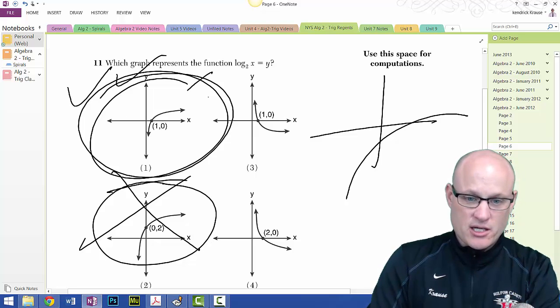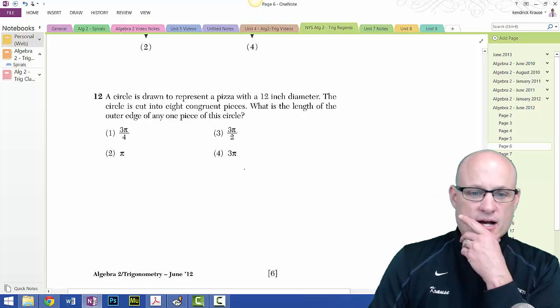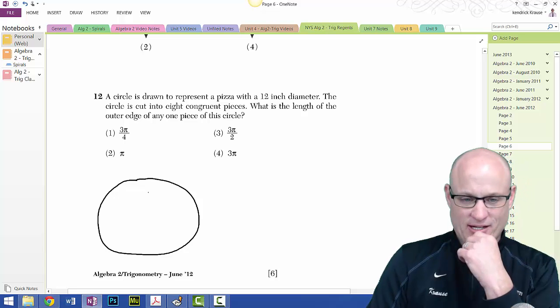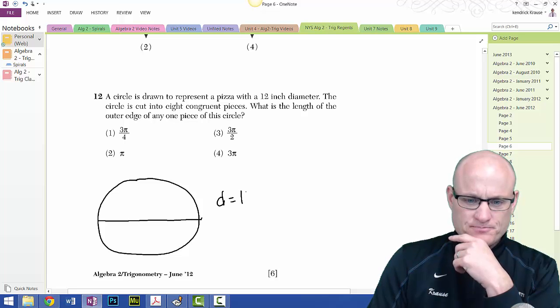Ka-ching, ka-ching, ka-ching, right? I know, you're thinking I'm crazy. So a circle is drawn to represent a pizza. Pizza, oh my God, pizza. It's only 10:15, can't be hungry.